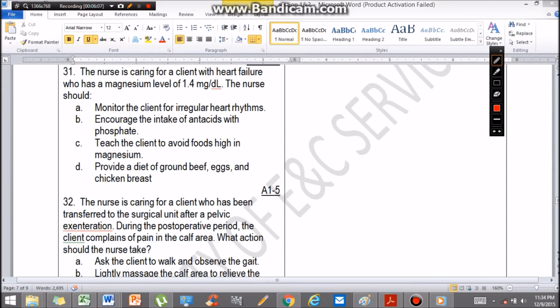Next, 31. A nurse is caring for a client with heart failure who has a magnesium level of 1.4 milligrams per dL. The nurse should... So for us to get the right answer, remember that the normal value for magnesium is between 1.8 to 3.0 milligrams per dL. A value of 1.4 is low. The client has what? Hypomagnesemia. The client has hypomagnesemia.